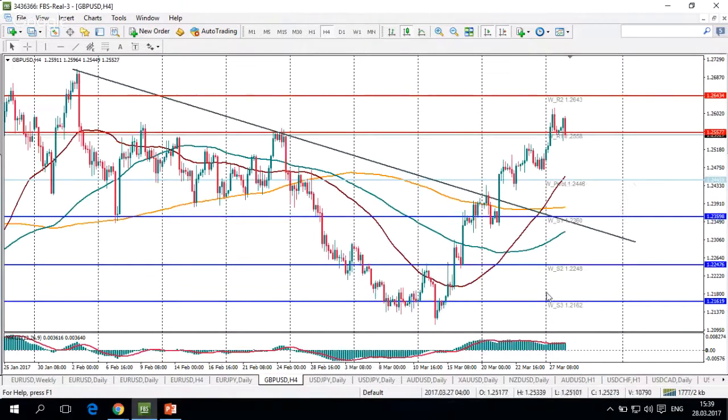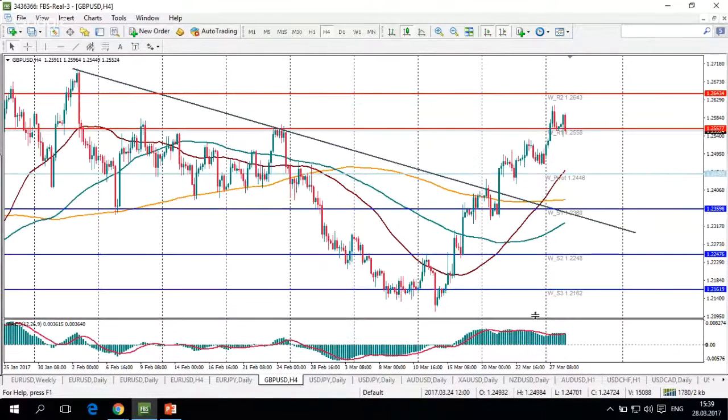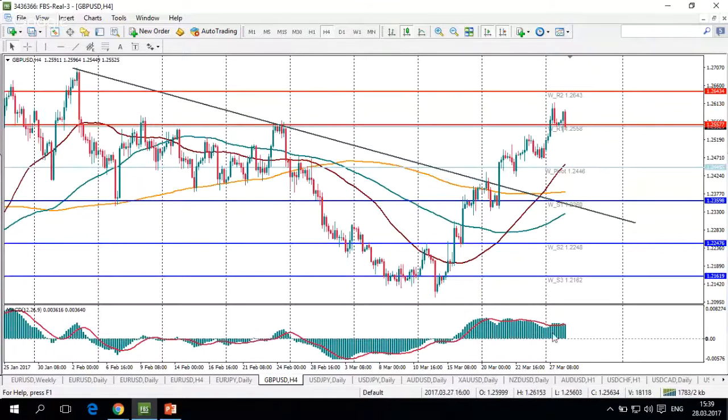However, we can see that on the 4-hour chart, despite the reason for correction to the downside, this reason is represented by the divergence between the price and MACD indicator. This is the reason for GBP USD to test lower levels, but there are support levels in form of the moving averages. Here you can see these lines at 1.2450, 1.2380, and 1.2325.